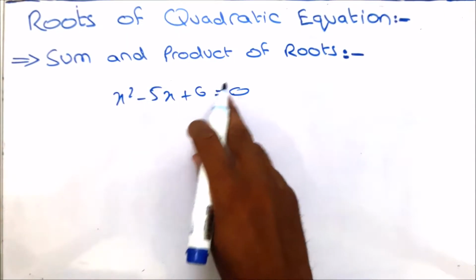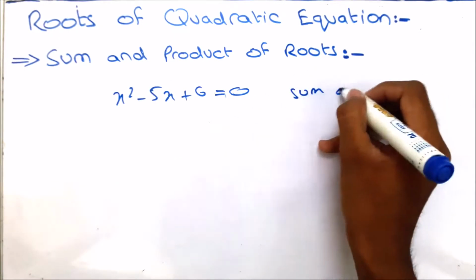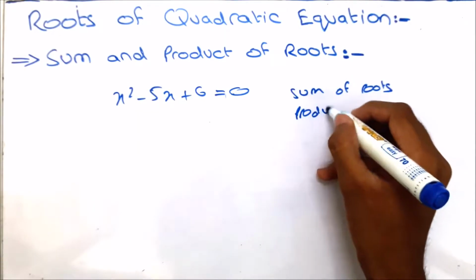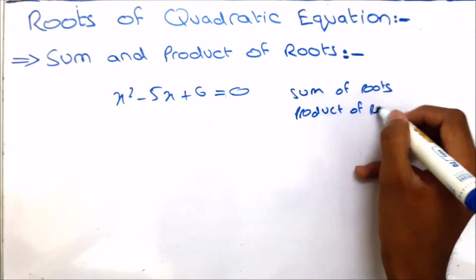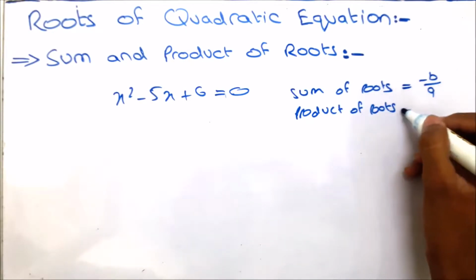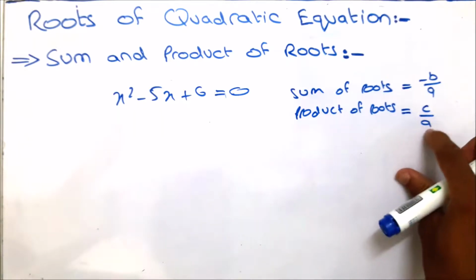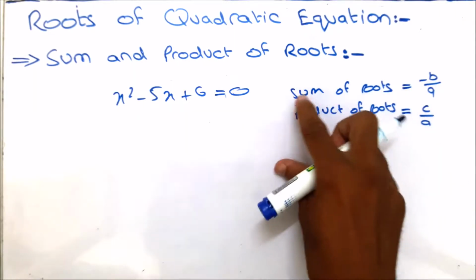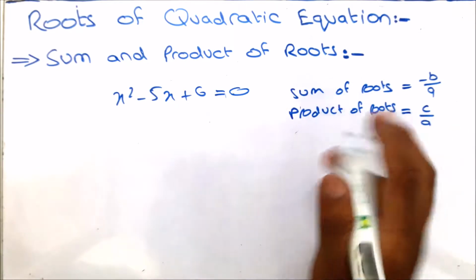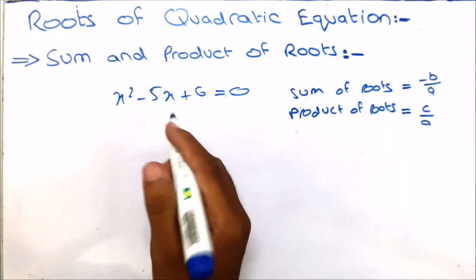Another way is to just memorize a simple formula, which is the sum of roots and the product of roots. The formula is minus b upon a and c upon a. We can just memorize these two formulas. That's pretty simple and saves a hell of a lot of time. Okay, so let's try it out.